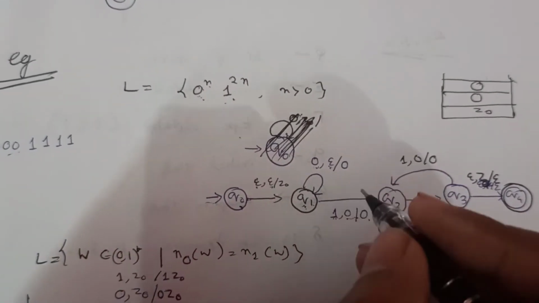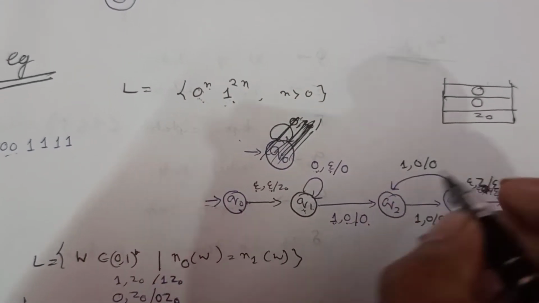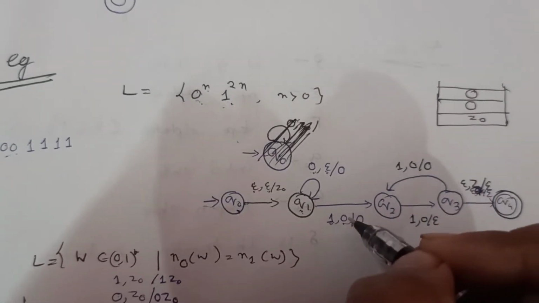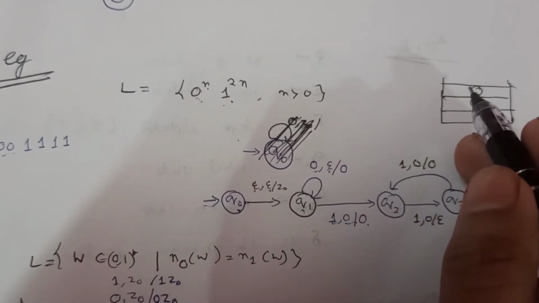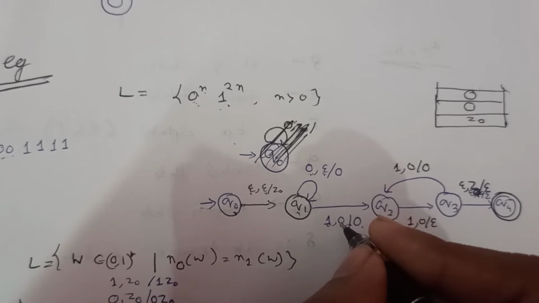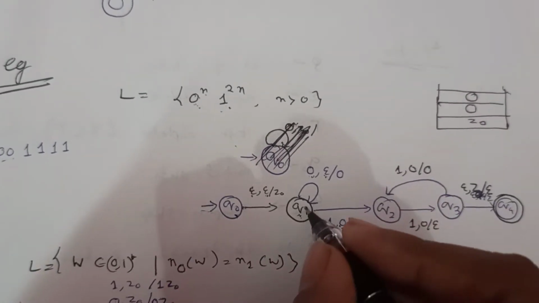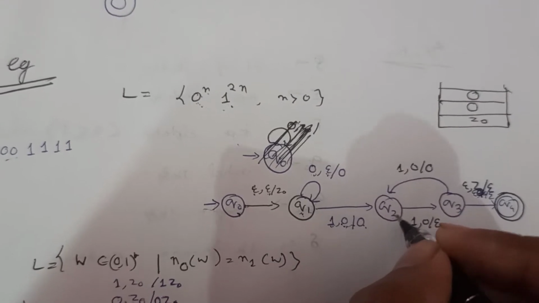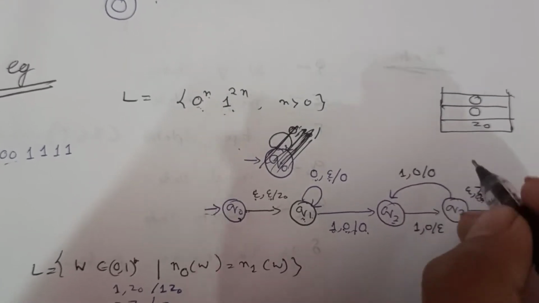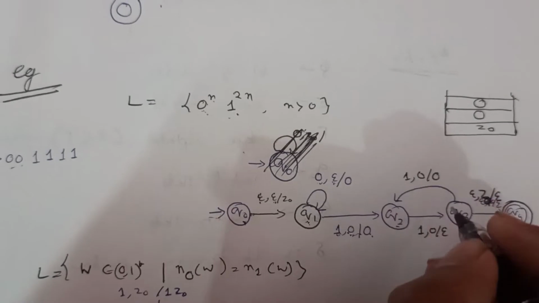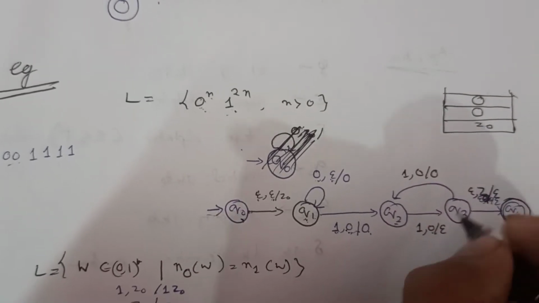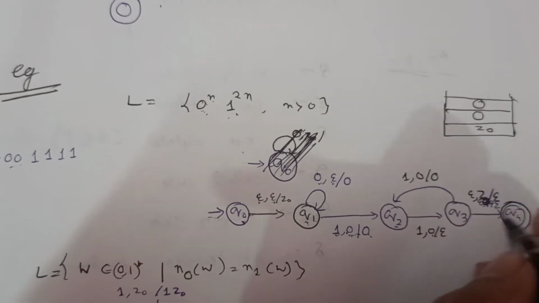We will receive 1. When we receive 1 and our stack top has 0, we are doing nothing, we are just leaving it as it is. This means we are replacing this 0 with a 0 again, so it will remain similar. Now we reach a new state, q2. From q2 we are again receiving 1, and now we have 0 in our stack top. So now we will pop this 0.